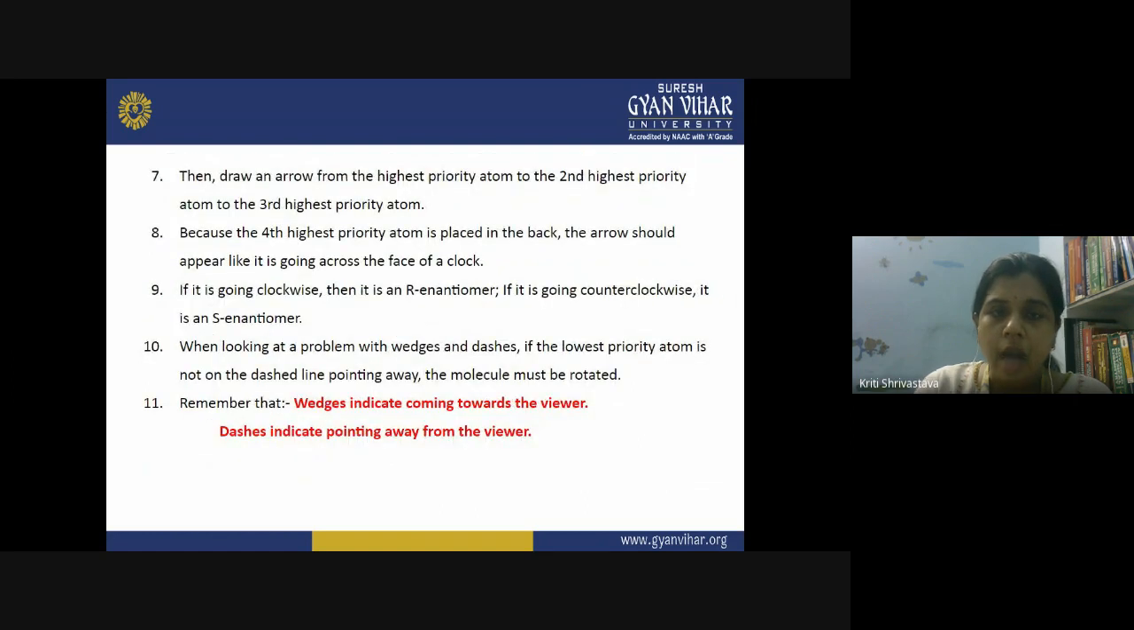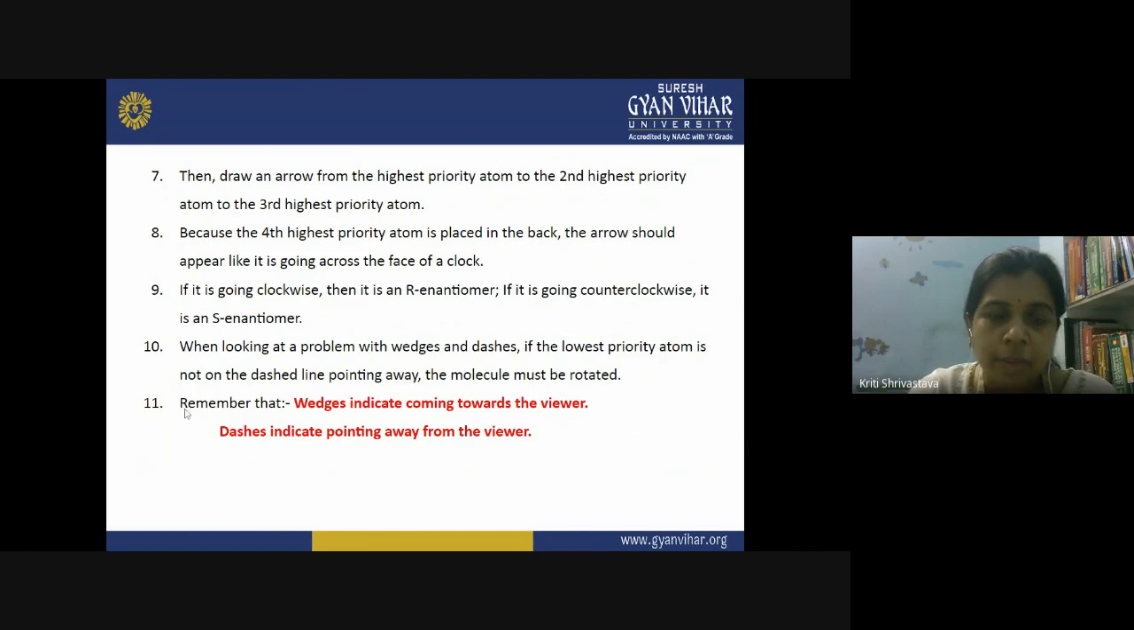After that, what do we do? We draw an arrow from the highest priority to the second highest priority atom, to the third highest priority. So 1, 2, 3, and then we see what type of rotation is observed. If it is in the counterclockwise direction, it is S, and if it is in the clockwise direction, you call it R. So R in one enantiomer and S in the other enantiomer. Thereby, we can assign them the absolute configuration.